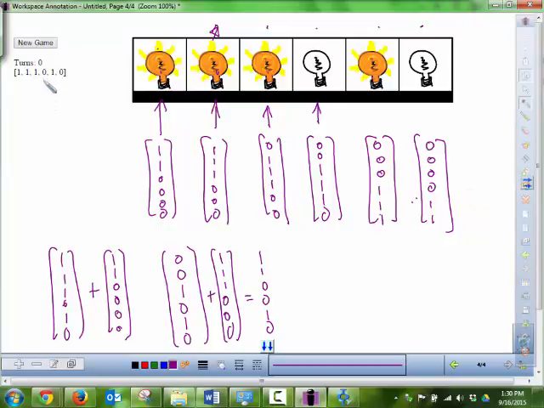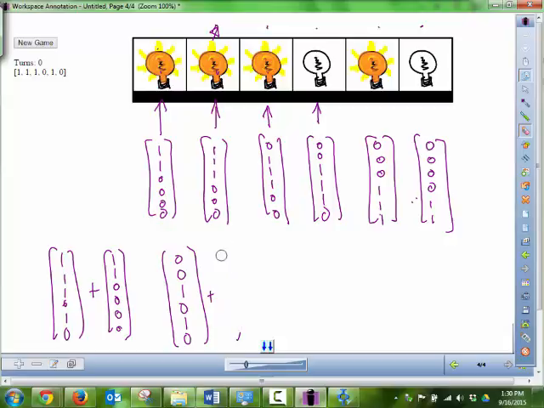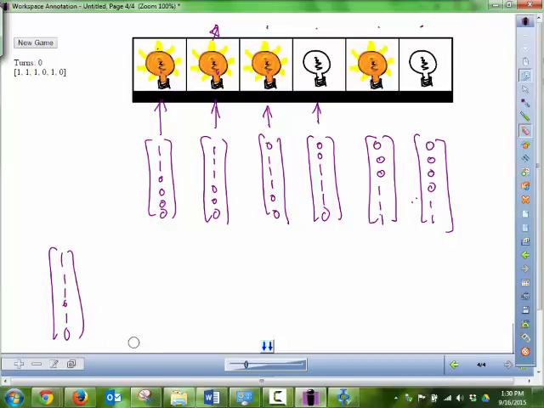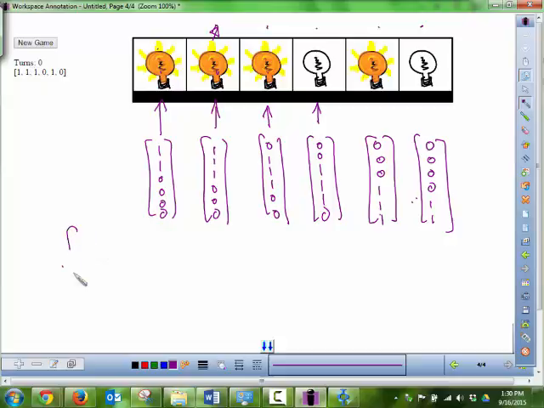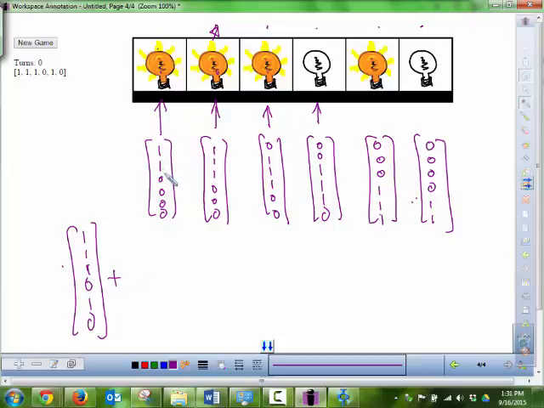So if we started off with the original state and you just click on them one by one, it's like adding one of these things. So I don't want to do this, but I'm going to erase. I don't like erasing things here, but I'll erase this stuff. So basically what we want to do is we start off with this vector 1, 1, 1, 0, 1, 0. We start off with this vector, and the question is, how many times should we click the first vector?